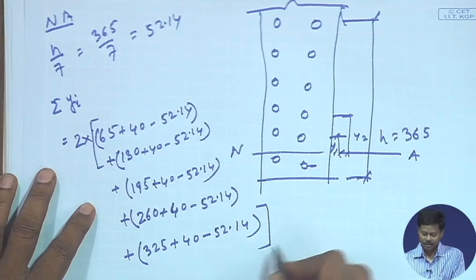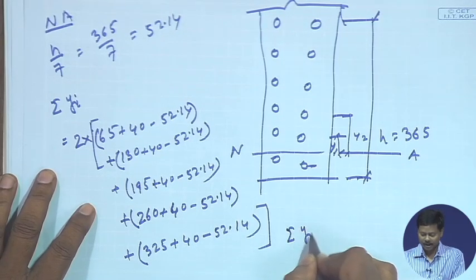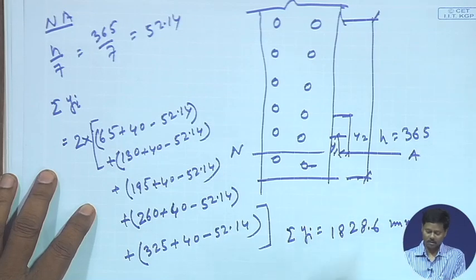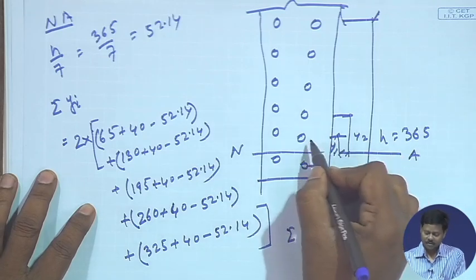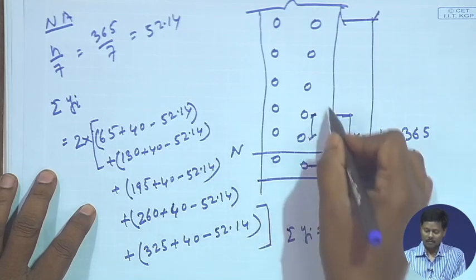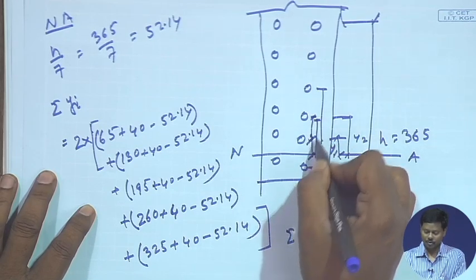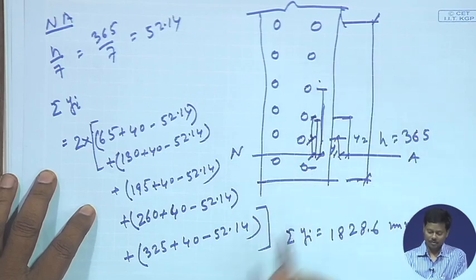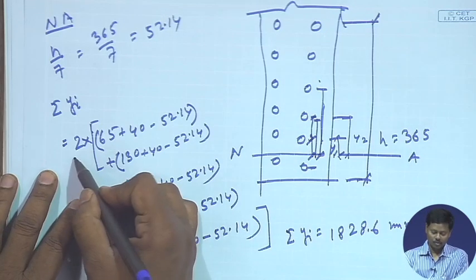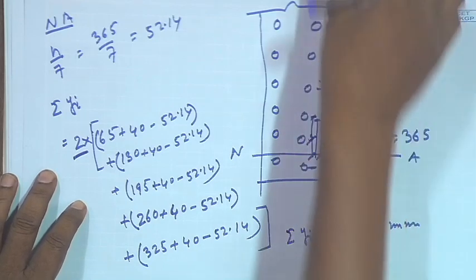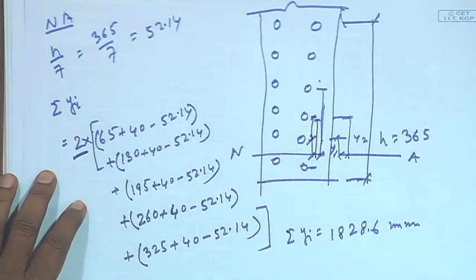If we calculate those values, summation of yi we will get as 1828.6 millimeter, right. Summation of yi means y1 plus y2, this is y3, like this y4 and y5, and 2 bolt lines are there, that is why we are multiplying with 2, right. So summation of yi I can find out.